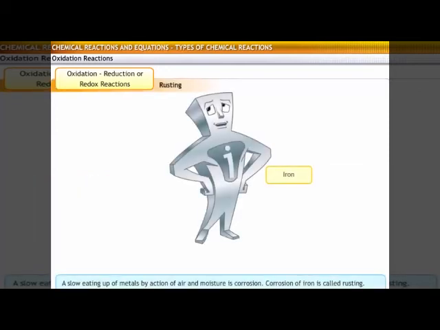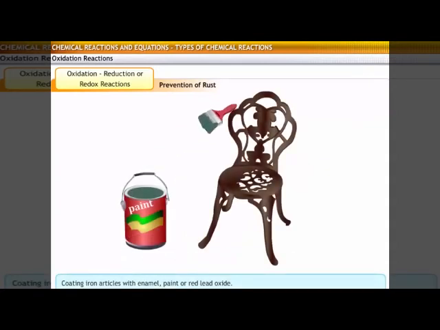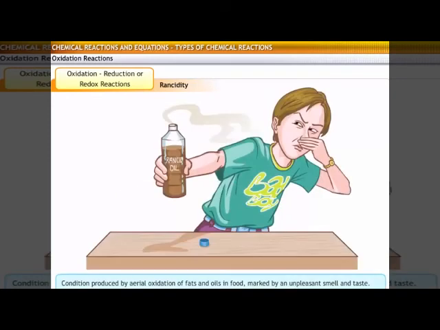When an article made of iron is exposed to moist air for a long time, it turns reddish-brown due to rusting. Here, iron is oxidized to form iron oxide. Chemically, rust is known as hydrated ferric oxide. Rusting of an iron article can be prevented by coating the surface with enamel, paint, or red lead oxide. Rancidity is the condition produced by the oxidation of fats and oils in food. It is marked by an unpleasant smell and taste.